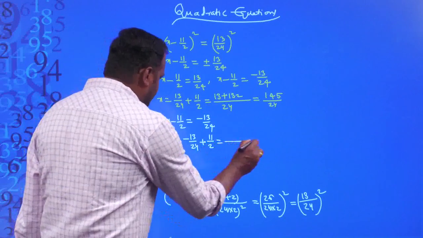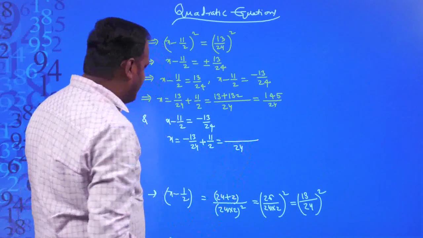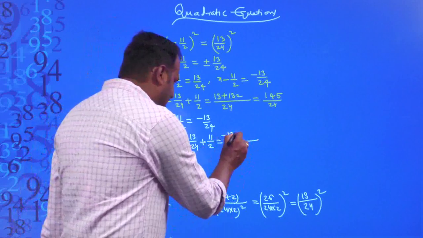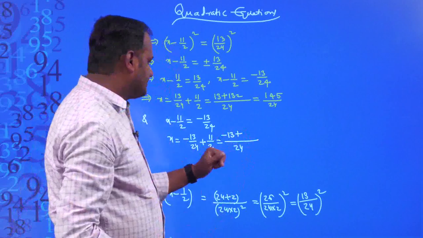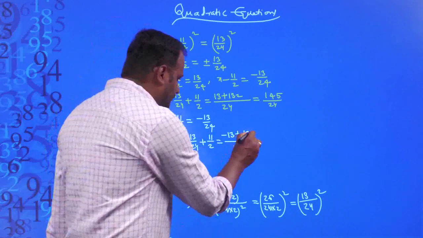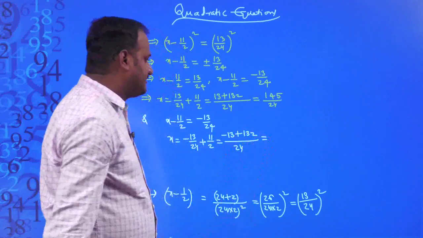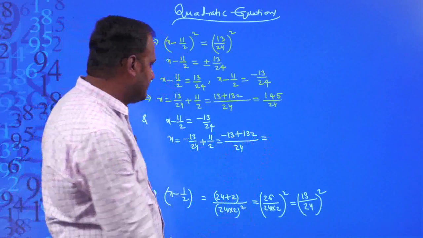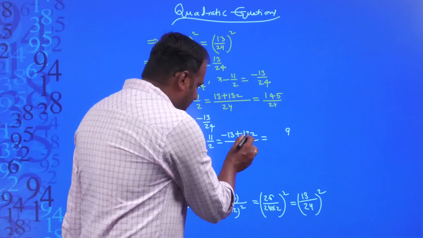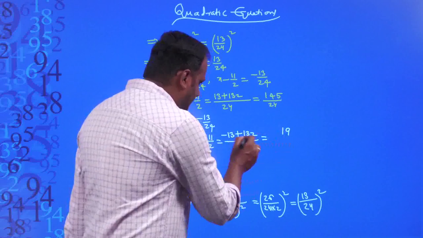Again, the LCM is going to be 24, and 24 ones are 24, 1 minus 13s are minus 13 plus 2 twelves are 24, 12 elevens are 132. Now you are going to subtract 13 from 132, right? Now 12 minus 3 is equal to 9, and now this is 2. 2 minus 1 is equal to 1. Already 1 is there.